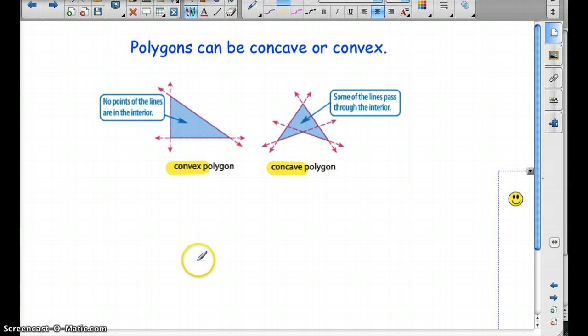Some other information about polygons is that they can be concave or convex. So what does this mean? Well, convex means that no points of the lines are in the interior. So this is what a convex polygon would look like. Concave, some of the lines pass through the interior. So this is concave. Notice the lines are going inside the polygon. And I kind of like to think of a cave. It makes a cave right here.